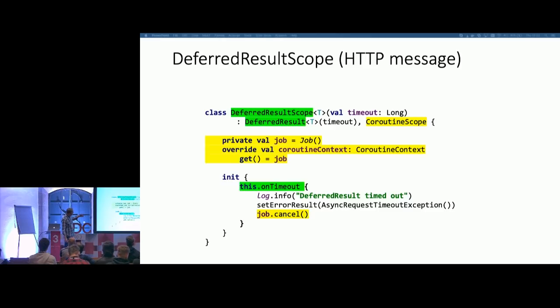And in this case, what am I doing with the job? I am registering an on-timeout handler on the DeferredResult, meaning that when the request times out, Spring will call that handler, and I will cancel the job. And that will propagate that cancellation through any coroutines that were created on that scope, directly created or indirectly created.